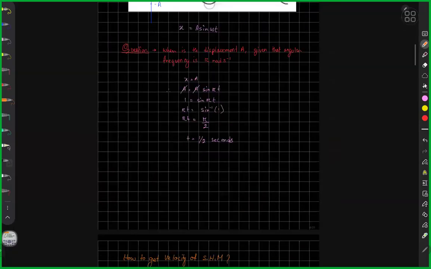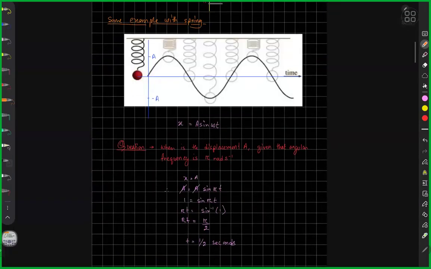Okay, no questions. Now, this is x = A sine omega t, where x is displacement. I can give you the time elapsed and ask you to find the displacement, and you find out the displacement. You can do the opposite as well. Yes, you can.